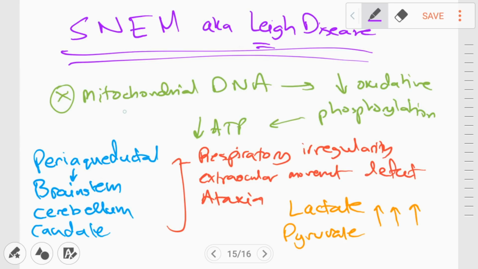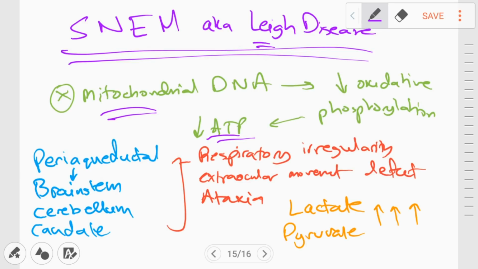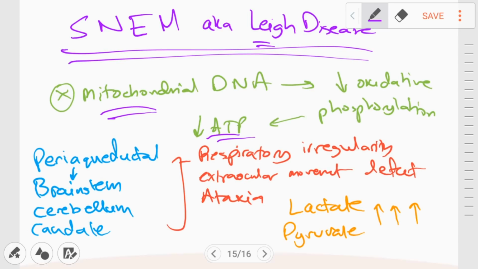The next disorder we're going to discuss is the subacute necrotizing encephalomyelopathy, also known as Leigh disease. In this disorder, we have a mutation in the mitochondrial DNA. And what this results in is again an oxidative phosphorylation defect, which again results in lack of ATP, and again you're unable to deal with the stresses which our body faces. You must remember that primarily the region of the brain that it affects is called the periaqueductal area, especially in the region of the brainstem, the cerebellum, and the caudate. What this results in is symptoms of respiratory irregularity, extraocular movement defects, ataxia. These are the defects that it can result in.